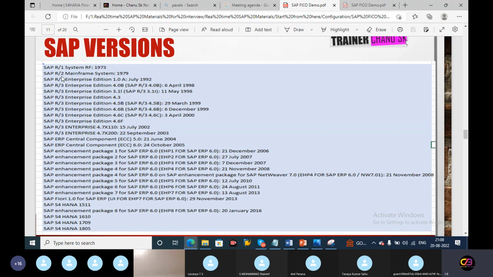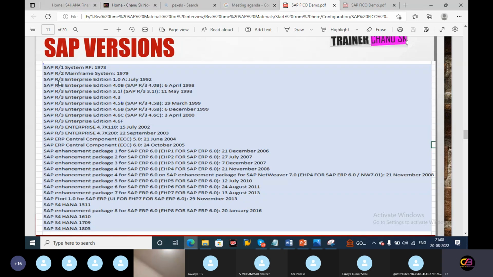SAP R2 was started in 1979. R means real time and 2 means 2 servers. And in case of the SAP R3 version, it started in July 1992. So this is R3.